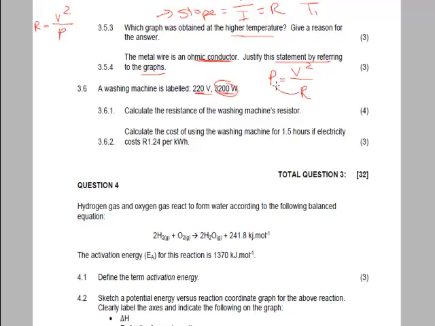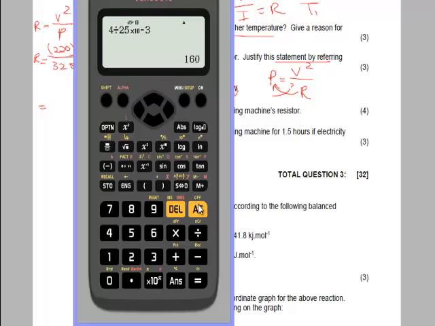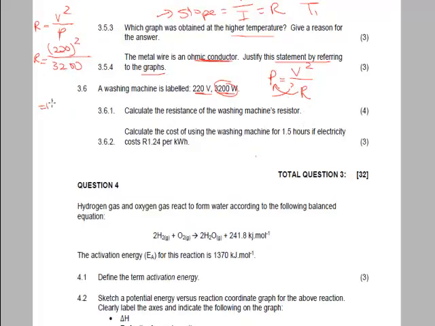We're just rearranging. Therefore, R is equal to V, which is 220, all squared, divided by 3,200. And now we get out our calculator again. So we say it is 220 squared divided by 3,200, and that becomes 15,125, but remember you always round to two decimal places, so it's 15,13 ohms.